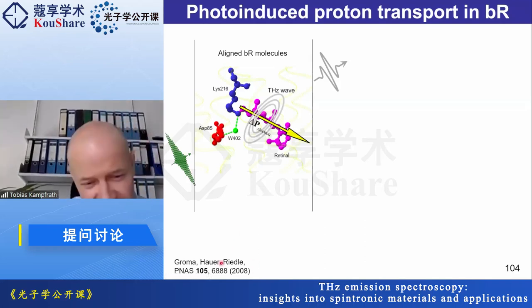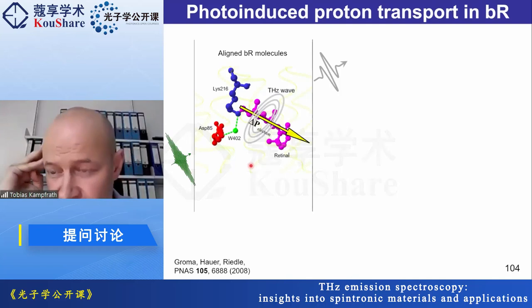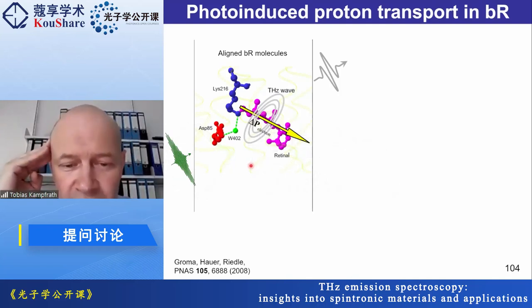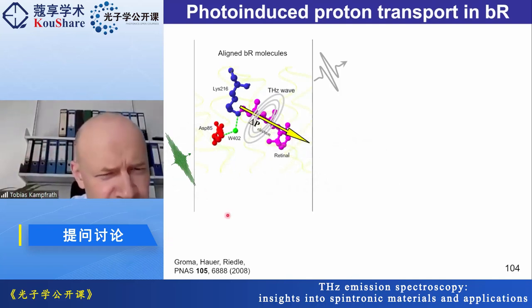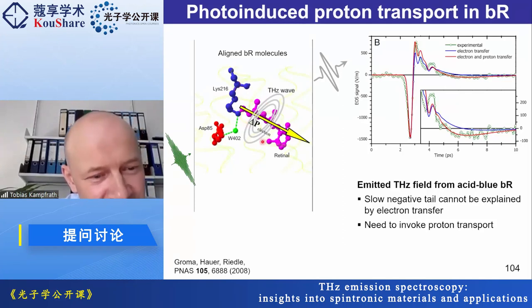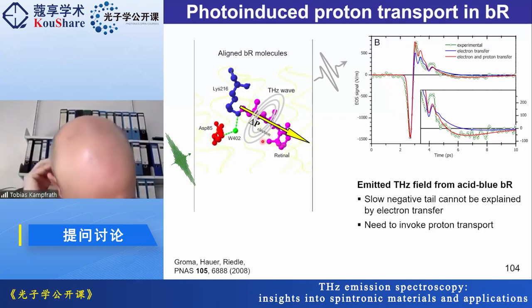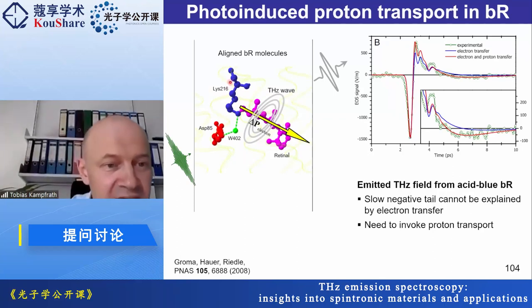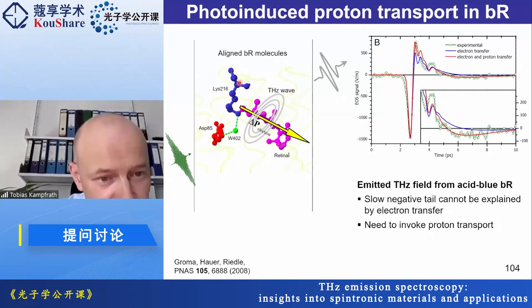from the Riedle group 15 years ago. I think it was in Munich. So they looked at bacterial rhodopsin. Bacterial rhodopsin is the molecule that is responsible in our eyes and our retina for the vision process. And the first step of the vision process, I think, is connected to a charge transfer in this molecule, and restructuring of this molecule. This first charge transfer process can be measured by terahertz emission spectroscopy.